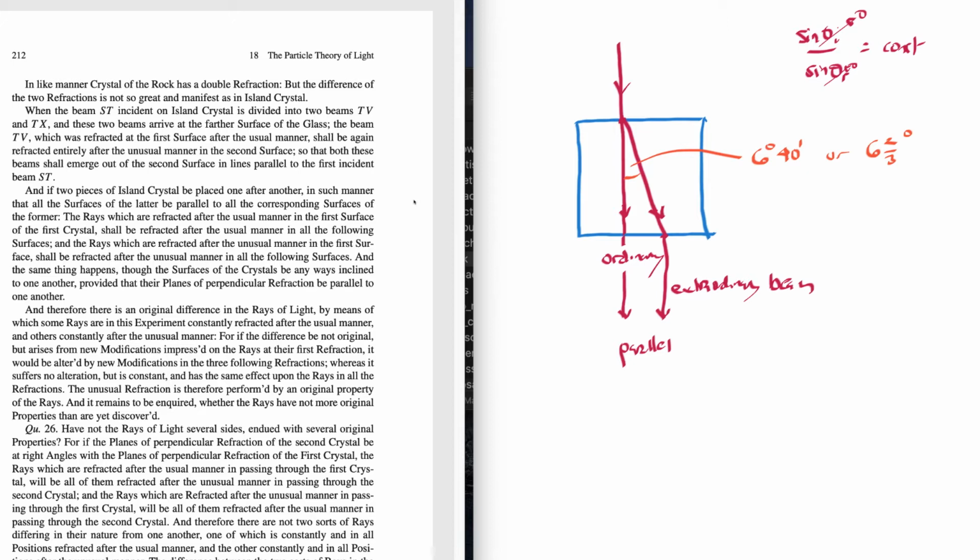Okay, and now what he's going to do is say that if we do this again, but we take the ordinary and extraordinary beams and pass each of those through a piece of crystal, we see something else interesting happen. So I'm going to draw a diagram once again. Suppose we have a piece of this Iceland spar. I'll draw it like this. And again, I'm not going to pay attention to getting the angles exactly right.